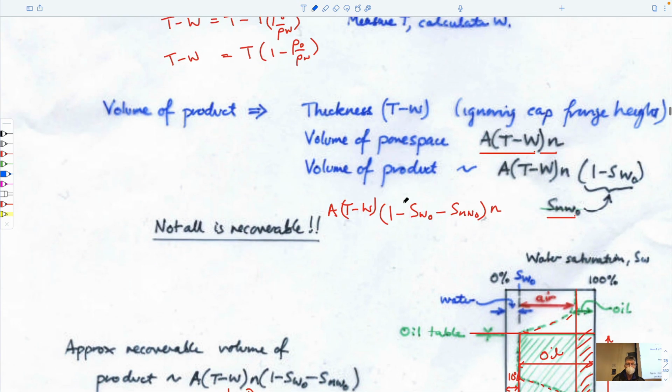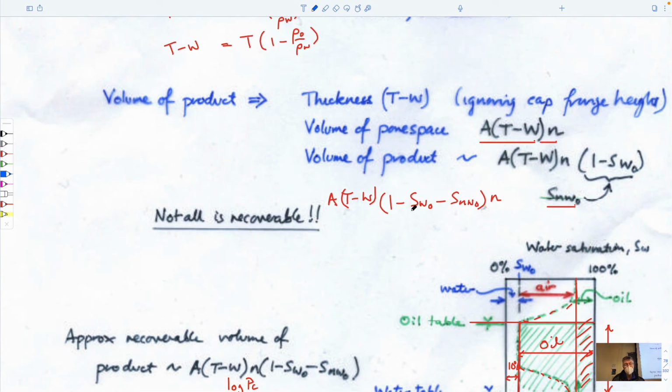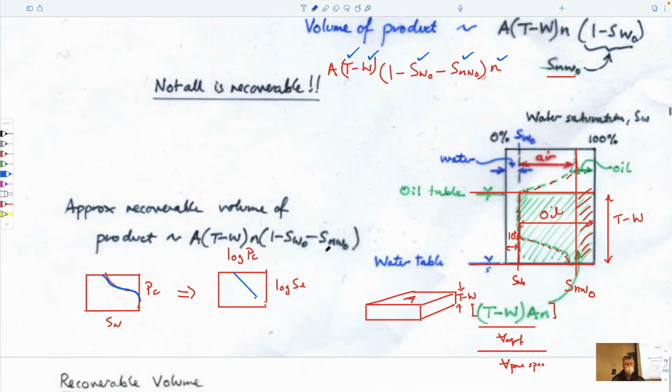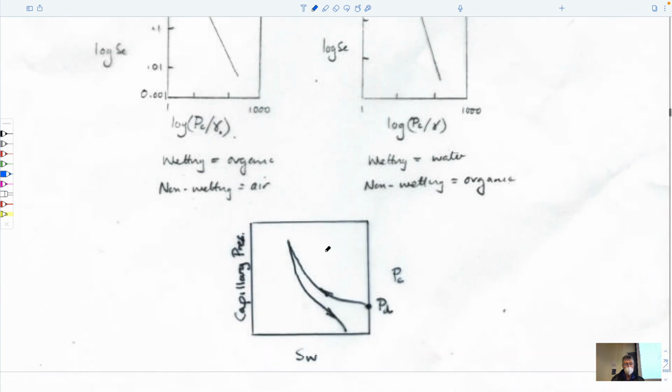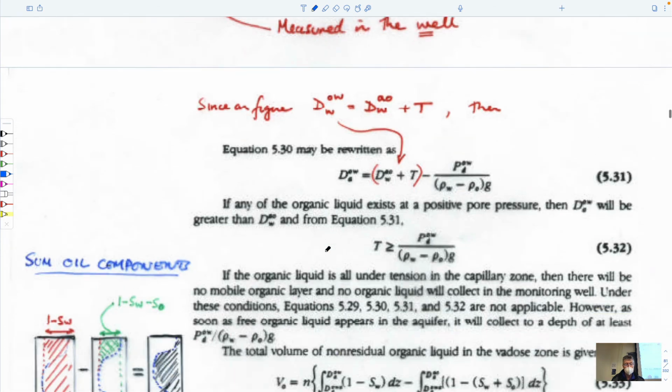Because we know that the values of these irreducible saturations are 10 or 15%, right? Each of them. So immediately you have some values to use for this. If you know what the thickness of free product is, if you know what the relative densities of the liquids present are, you know what T minus W is. If you know these are 15% and 15%, and you know your porosity is 30%, immediately you have an estimate of how much stuff you have in place, in a calculation that you can do in about half a minute.